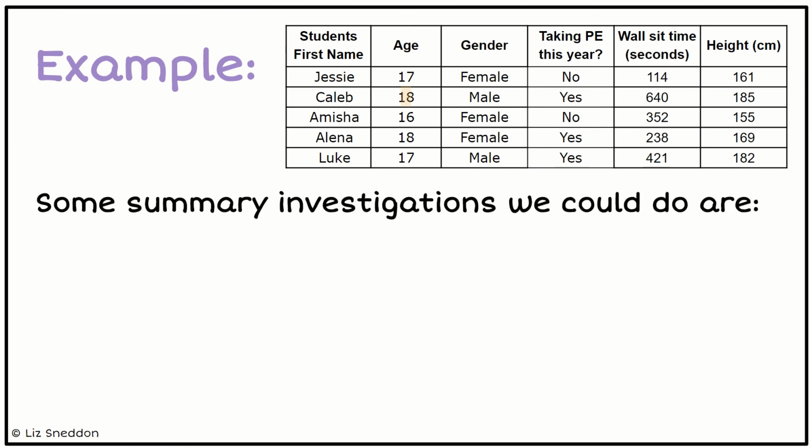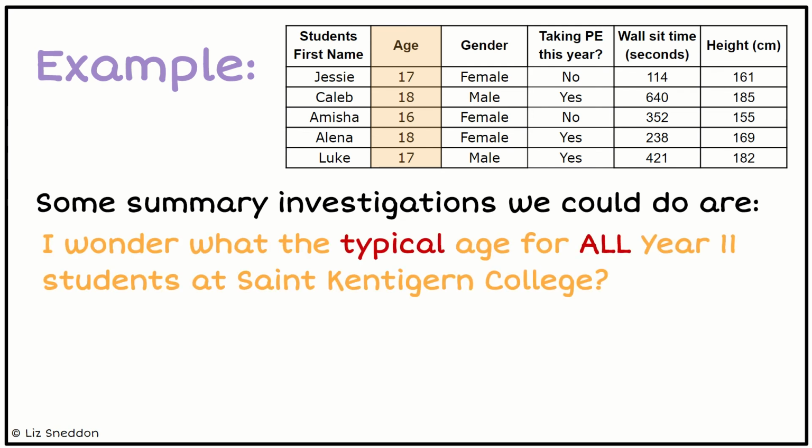So start by choosing, for example, the age variable. Let's write an investigation question using the age. So I wonder what the typical age is. I've looked at this and gone, age is numbers, it's numerical data. So I'm going to use either the word typical or tends. And I'm going to ask, what's the typical age for all of the Year 11 students at St Kentigern College? Because I need to refer to my population.